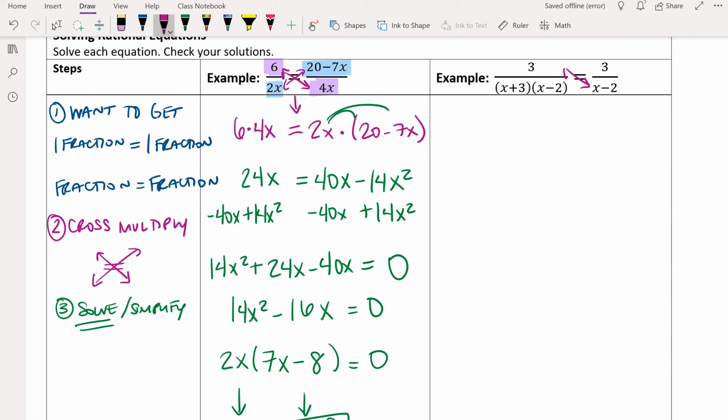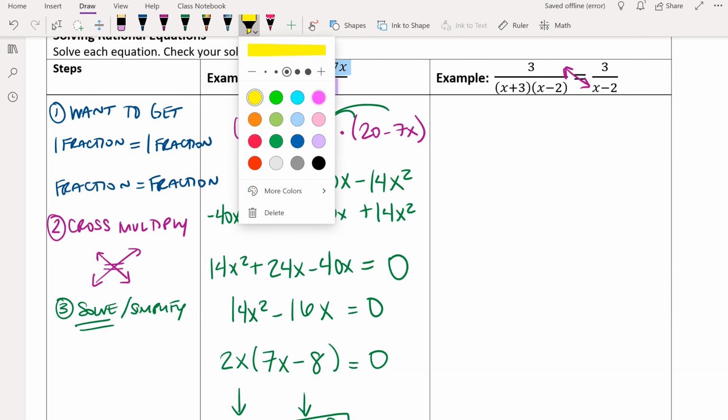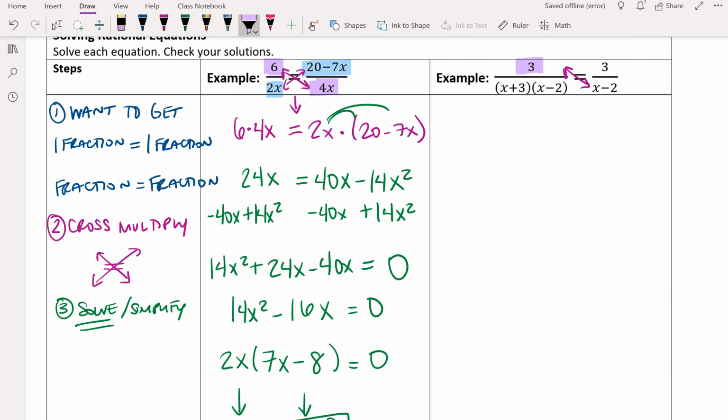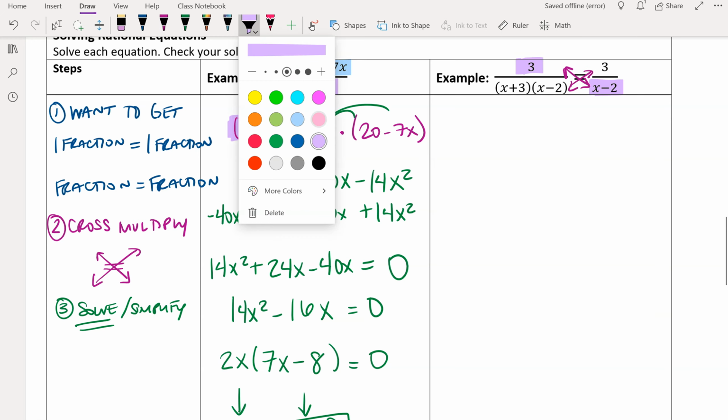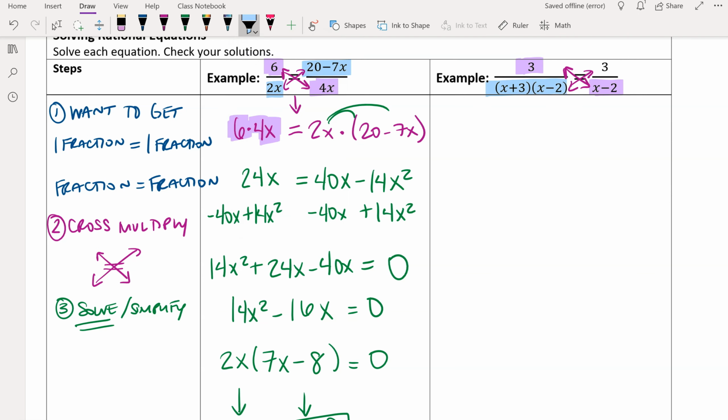I'm going to draw arrows across, okay, I'm going to multiply the 3 times the x minus 2, just like I did the 6 times the 4x. And then I'm going to do another cross through the equal sign, saying, oh, now I'm going to multiply this denominator, x plus 3, x minus 2, times this 3. And remember to bring your equal sign down.